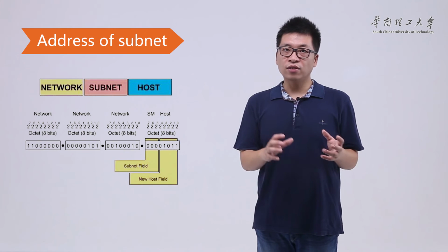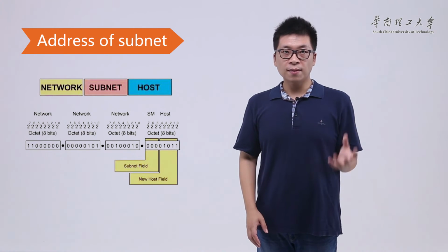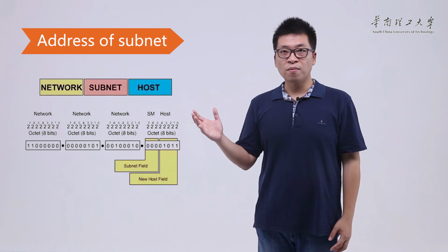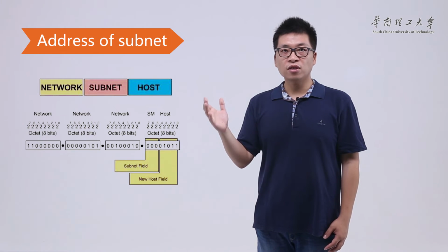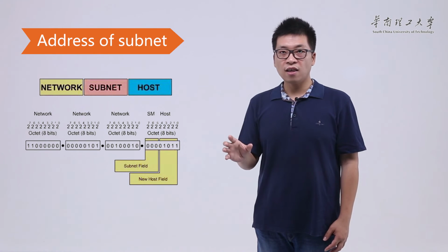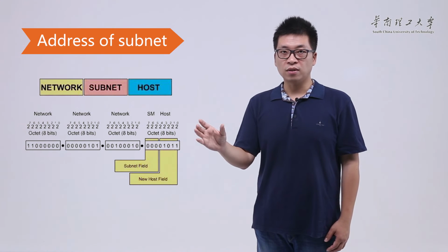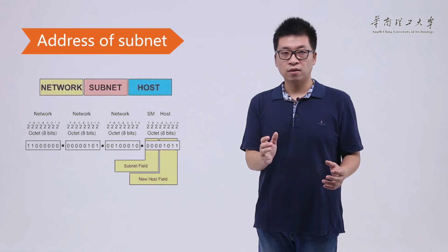The address of subnet contains three parts: the network ID, subnet ID, and host ID. In this example, a class C address is given. The first 24 bits are network ID. Then we have 3 bits which are subnet field, and the remaining 5 bits are host field.